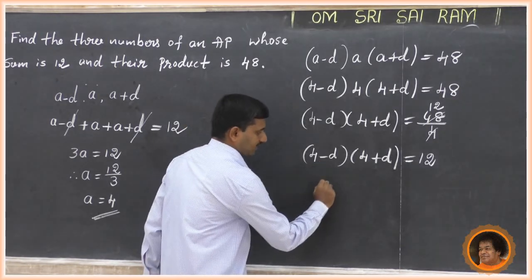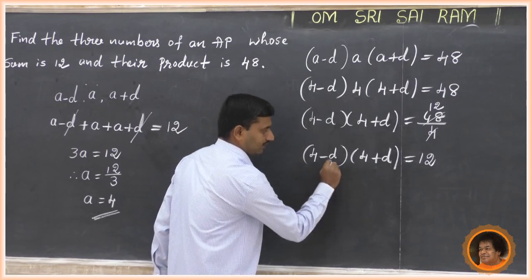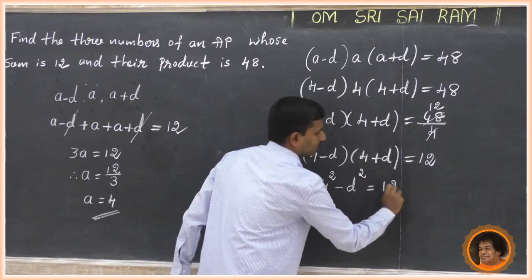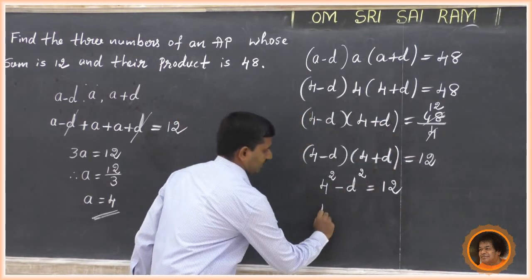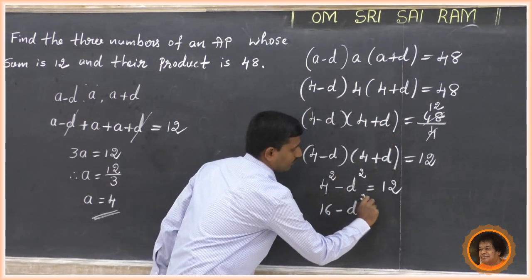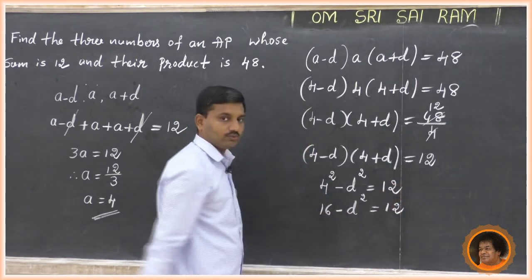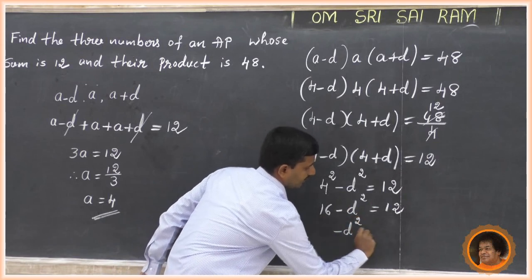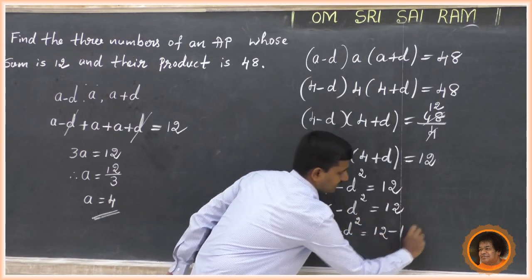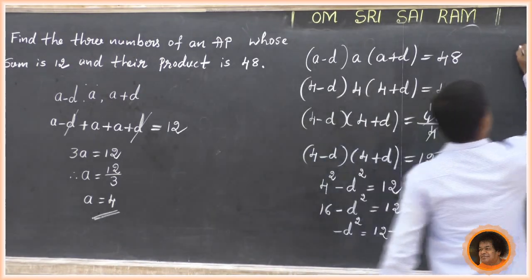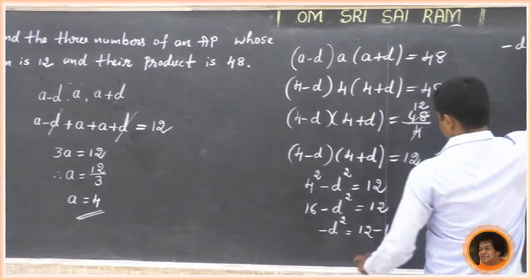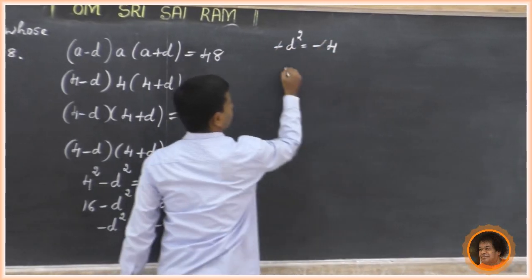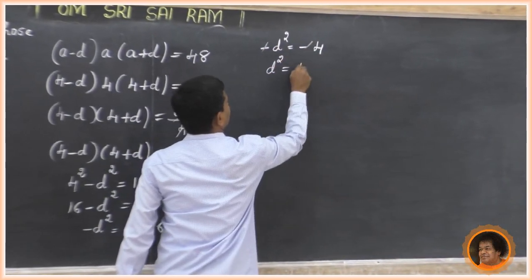So a square means 4 square, minus b square, where b square means d square, which is equal to 12. So 4 square is 16, minus d square equals 12. To find the value of d, transpose the constant term: minus d square equals 12 minus 16. Therefore minus d square equals minus 4. Here also a minus sign, here also a minus sign, so d square equals 4.